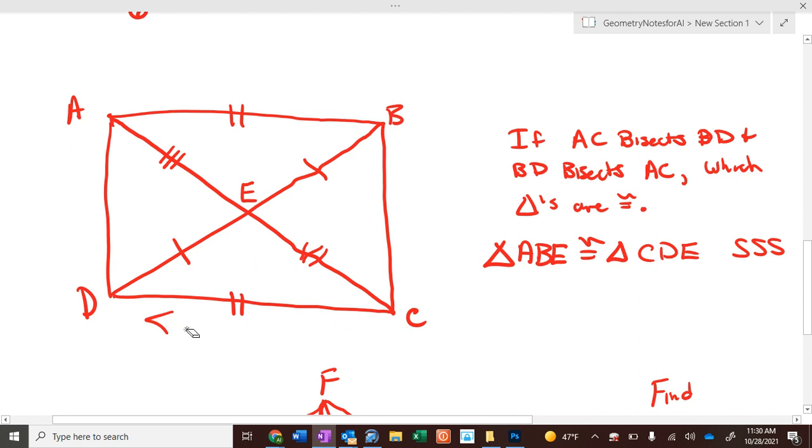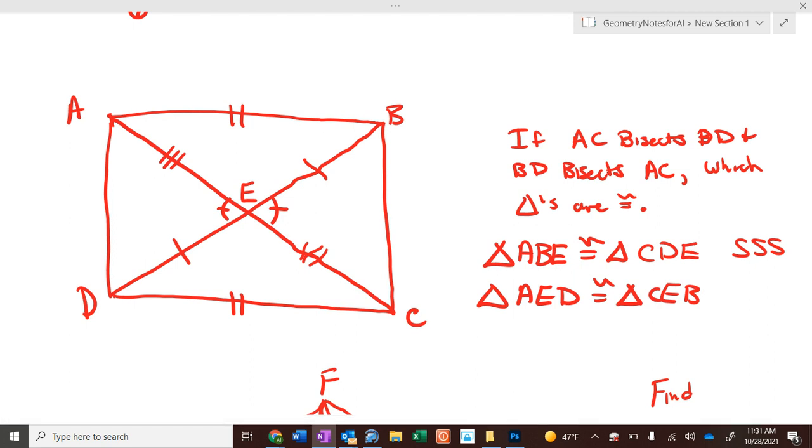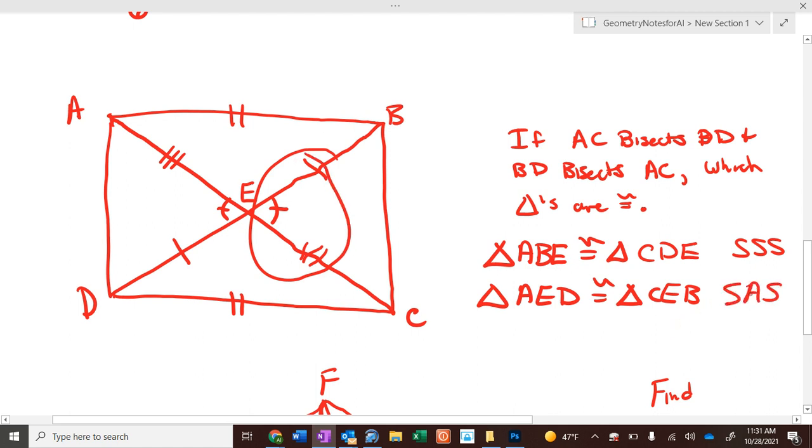Let's say I know this stuff, and I know vertical angles here. How can I say triangle AED is congruent to triangle CEB? Why can I say AED is congruent to CEB? Is it hypotenuse leg? Do I see a right angle? Two sides and an angle in between is side angle side.